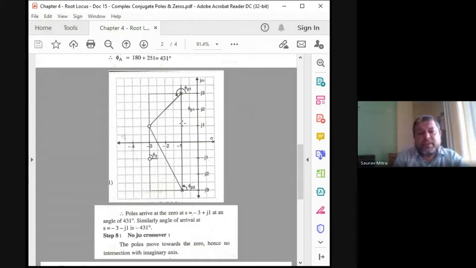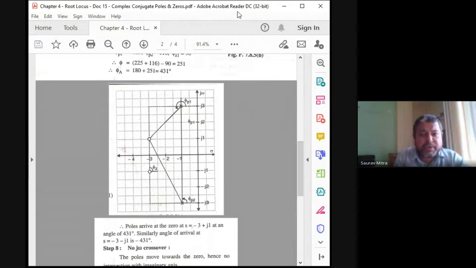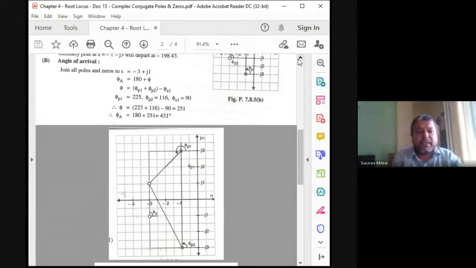That means this whole angle will be 270 minus 45. So that will be coming around 270 minus 45. That means this will be coming around 225 degree. Okay, so you are finding that the pole at minus 3 plus j is at an angle of 225 degree. So how to find this angle? So go to the previous page first. Go to the previous page. So it has been shown here.